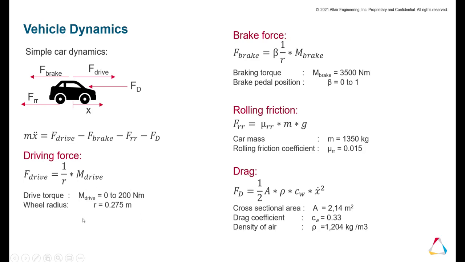So for instance, if we take a look at the driving force, we have our driving torque. We're giving that a value of 200 Newton meters. And then we're taking into account the wheel radius, because the driving torque multiplied by the inverse of the wheel radius gives us our forward drive force. And then we break down the braking force, the rolling friction, and then the drag force as well here. But let's use these values and then take a look at a system model that incorporates these.